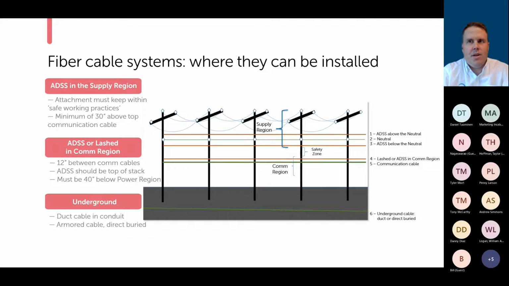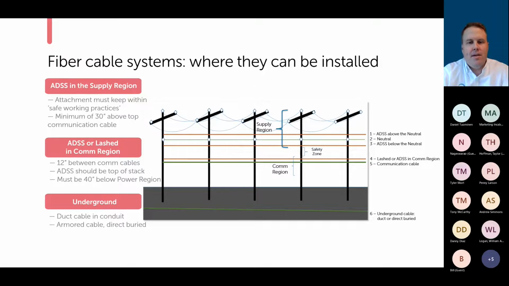Of course, if you're a utility, the most popular approach is going to be going with ADSS in the supply region. We're either going to go in the neutral, or in a lot of cases below the neutral, depending on what your current infrastructure looks like. Going above the neutral is an option as well. A lot of these are going to be case by case, but traditionally, you're going to be looking at going neutral or below the neutral for your cable placement for your fiber to the home build.